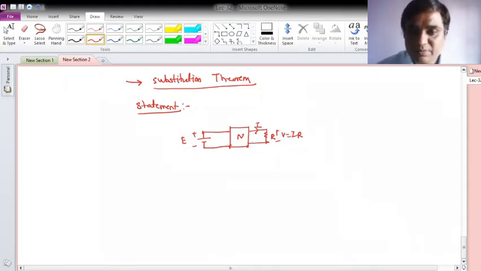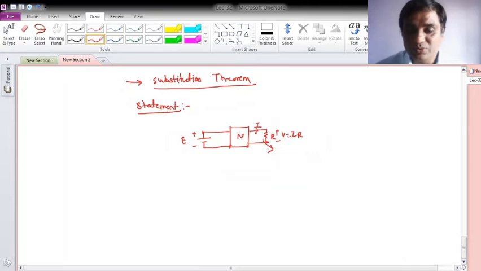So this branch can be replaced by either a voltage source or a current source. Now if I would like to replace this branch by a voltage source or current source, the value of the voltage source will be the voltage drop across that particular resistor, and the value of the current generator will be again the current which was flowing through it.